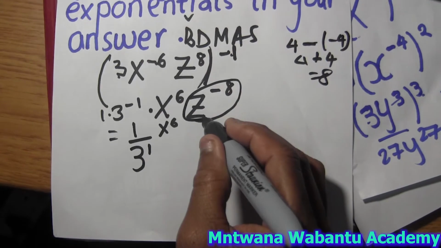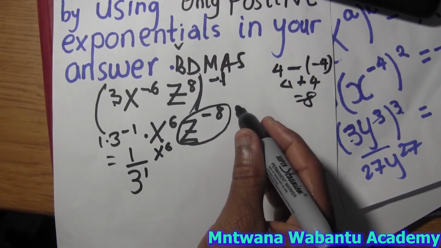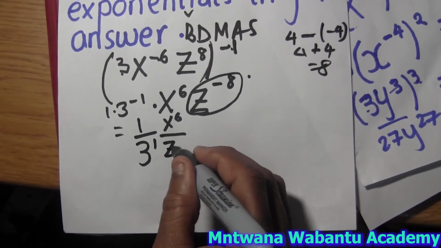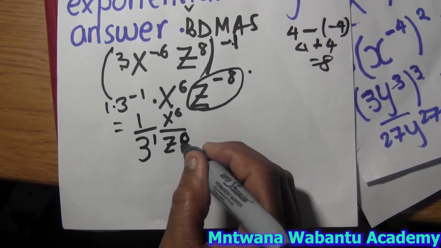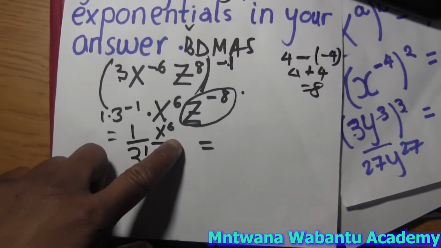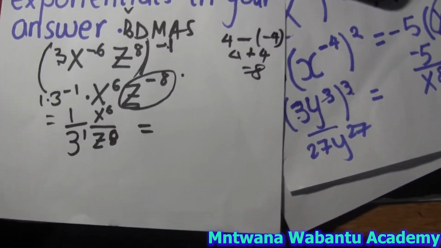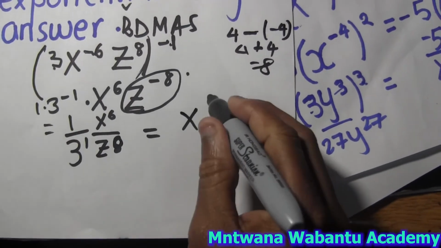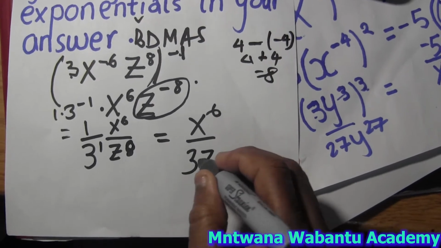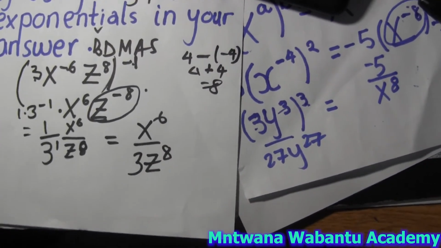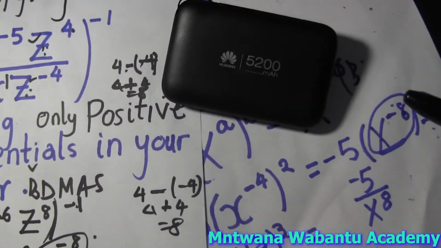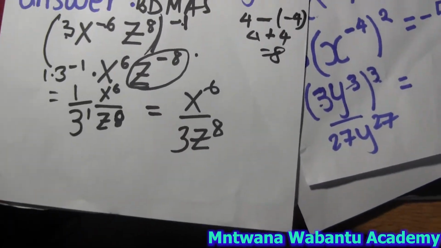But these, I'd rather reciprocate because power negative. So it's going to go to the bottom. So it's going to come here at the bottom. It's going to come to the power 8. So finally, okay, 1 times anything, it does something. 1 times x power 6 is x power 6 over 3 times that, it's going to become 3z power 8. Okay, so now you go to the option. Let me check the option, and that's going to be option 1.